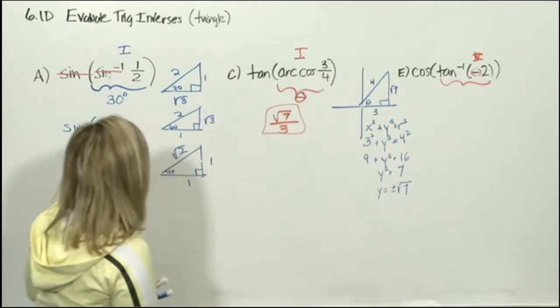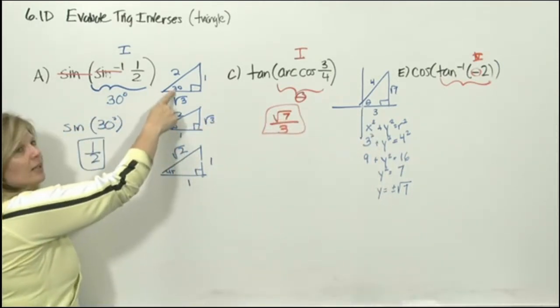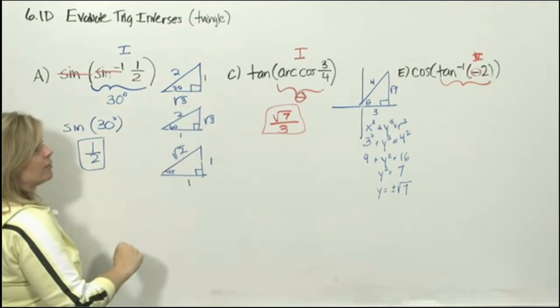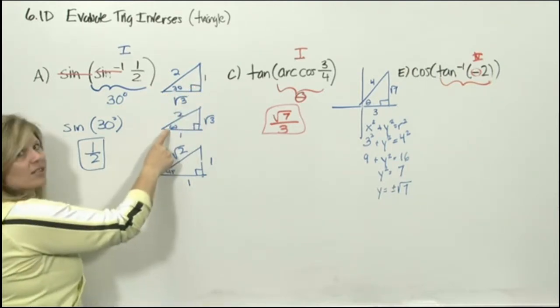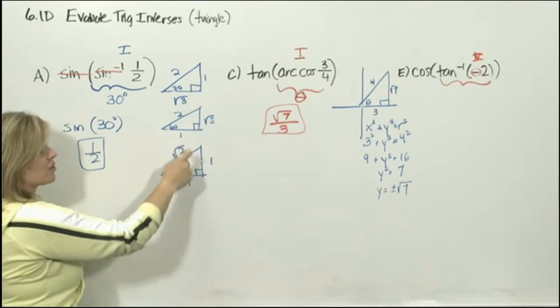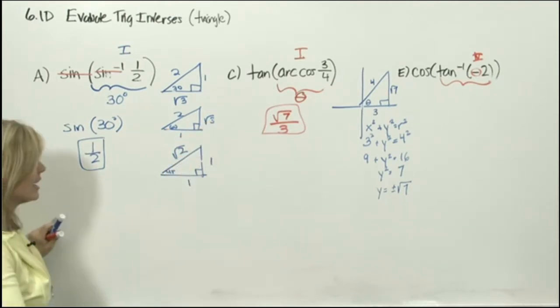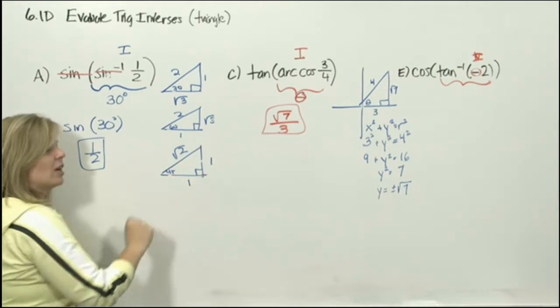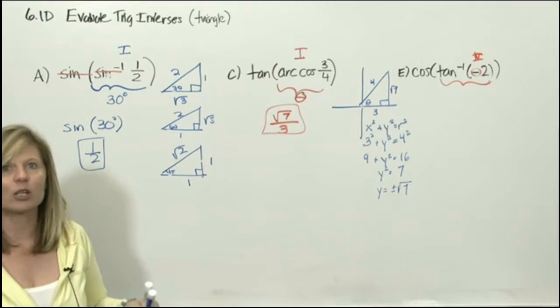Well, let's go to our triangle. Put my finger on 30. Tangent is y over x. If I do y over x, I get 1 over square root of 3. That's not a 2. Put my finger on 60. If I do tangent, y over x, that's square root of 3 over 1. That's not a 2. If I put my finger on 45 and I do y over x, that's 1 over 1. That's not a value of 2.